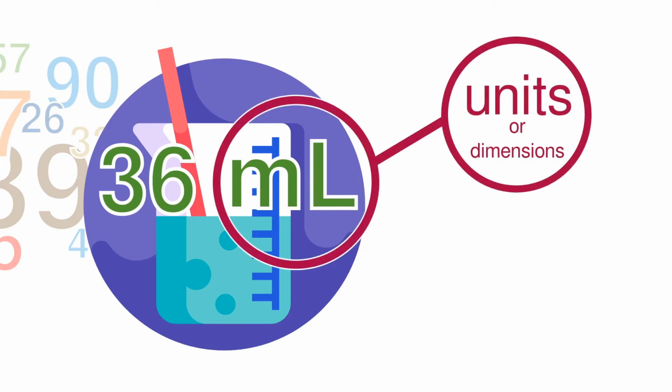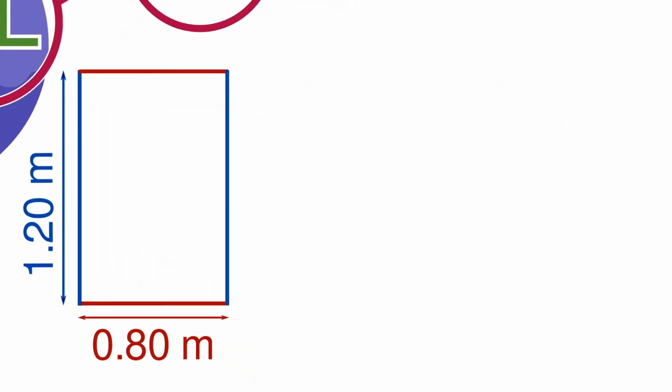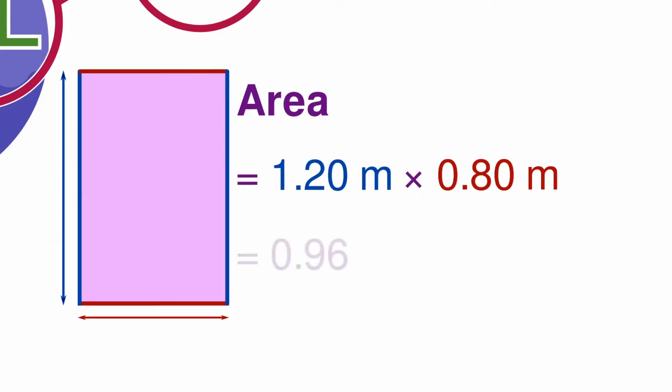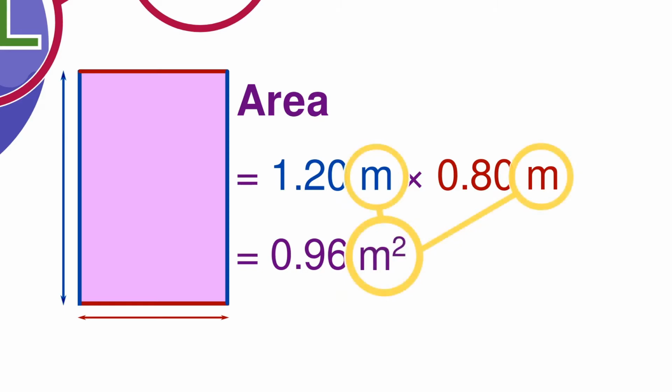In dimensional analysis, we can treat the units the same way we treat numbers. We can multiply or divide them. For example, you might measure the length and width of a surface to be 1.20 and 0.80 meters respectively. What is the area? Well, we can just multiply the length and the width. What about the units for the area? Similarly, we can multiply the units of the length and the width. In this case, it's meters multiplied by meters to get meters squared.